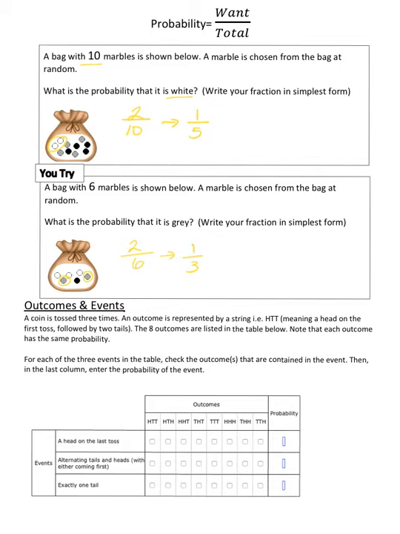Now, I know you're thinking, but I'm only picking 1. But there are 2 in there. So 2 of the 6 marbles are available. And let's think about it this way. I'm going to pause for just a second. Okay.